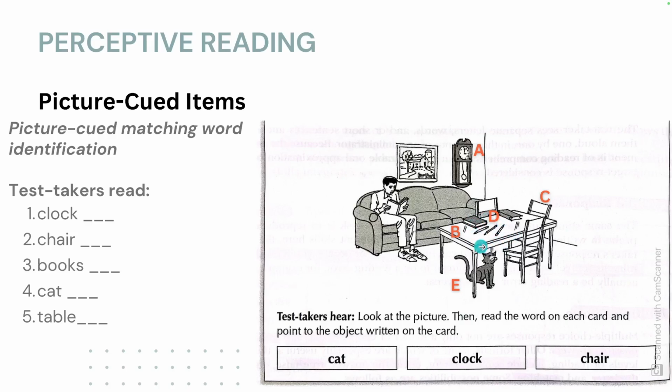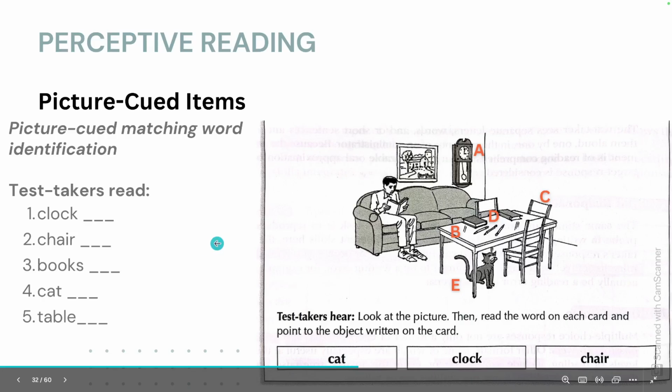You wouldn't have the objects so close to each other. But the point is still the same. So number 1, I read it by myself. Clock, I find the clock. It has a letter A, so I write A next to the clock. Okay, ignore this bottom part for this.